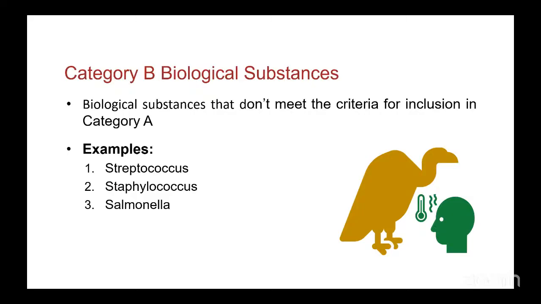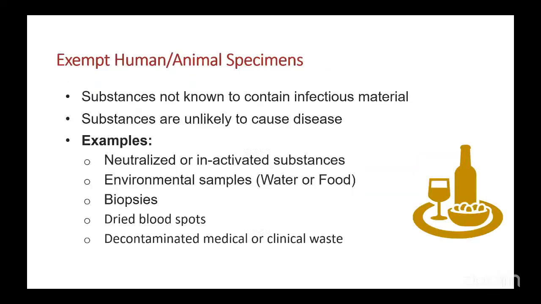Biological substances that do not meet the criteria for inclusion in category A. So examples could be Streptococcus, Staphylococcus, and Salmonella. All these are what? Biological substances.